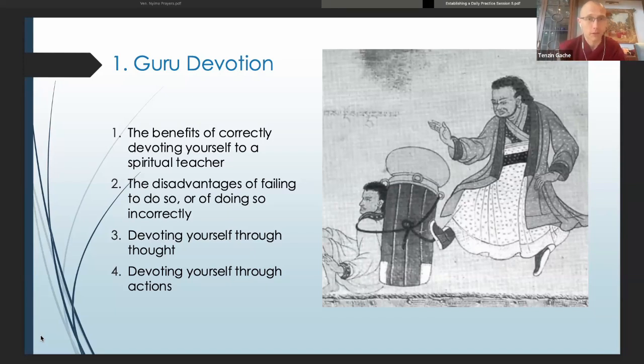we have benefits of correctly devoting oneself to a spiritual teacher. So we think about what is the purpose of this? What am I going to gain from this? So there's a list that's given in the Lamrim of 8 benefits. You can look through that. But the idea, what's the point of meditating on that, is just to gain a sense that this is something worth doing. What is the benefit I could gain from engaging in this kind of practice? And the disadvantages of failing to do so. What would I not gain from not doing so?